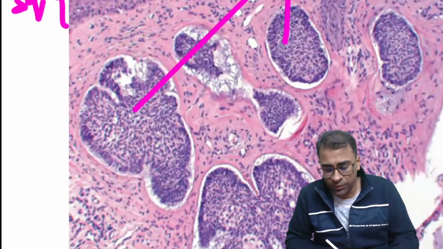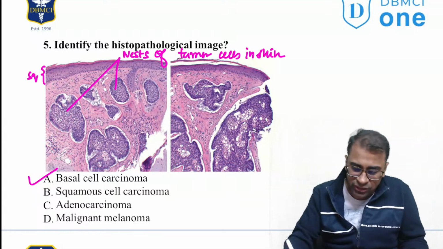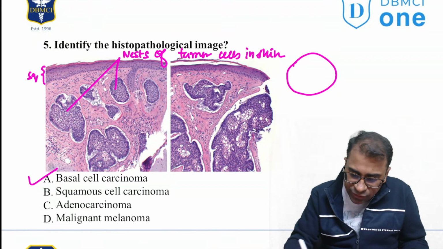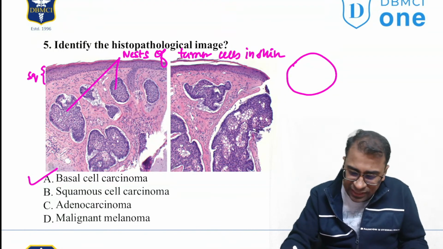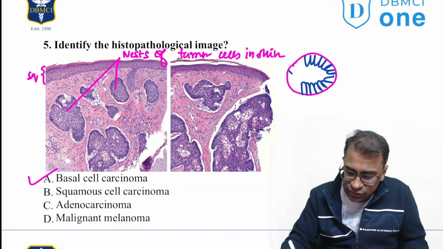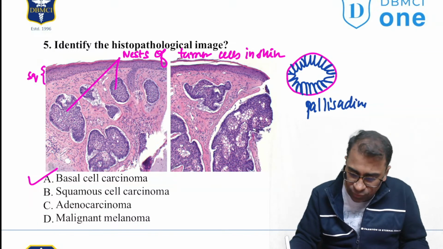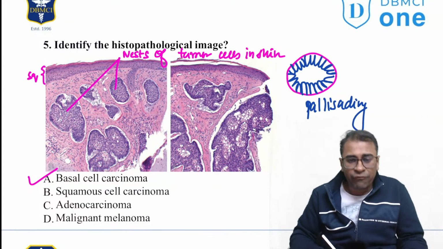Very, very good. Look. And do you remember, if the same image is shown in higher magnification, this nesting will show you the tumor cells at the periphery arranged like this. Do you know what this is called? This type of tumor cell arrangement at the periphery? Any idea what this is called? It's called palisading. This is the typical finding of a nesting pattern.